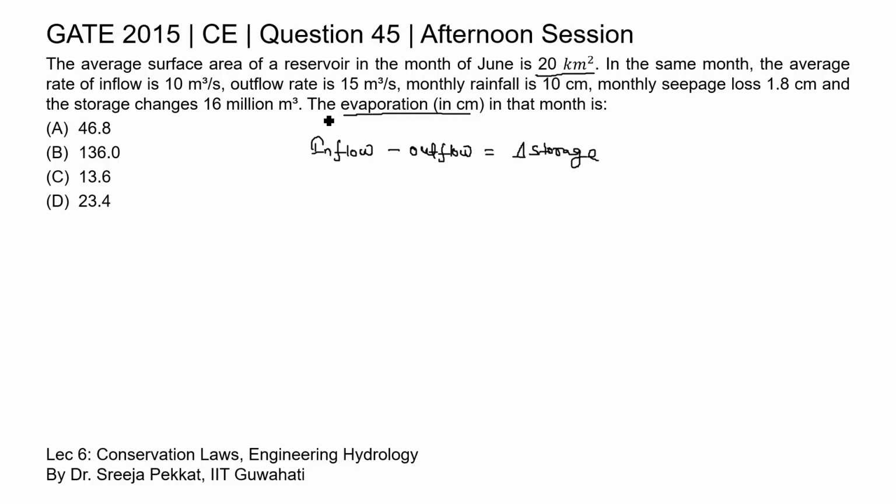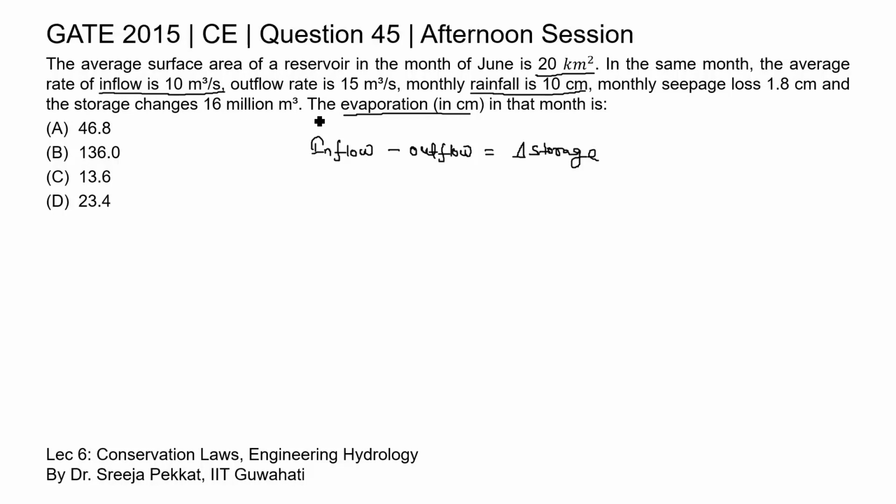So, in the hydrologic cycle, few components are considered as inflow and few components are considered as outflow. For this reservoir, we observe the ways in which water is coming to the reservoir. The inflow is directly written here. So, rate of inflow, the water is coming to this reservoir. The rainfall is also coming to this reservoir. So, this can be considered as inflow.